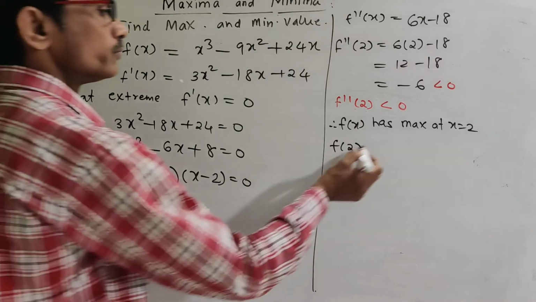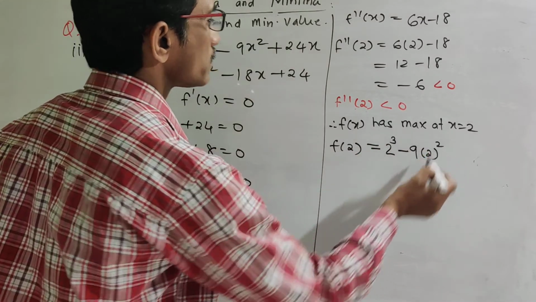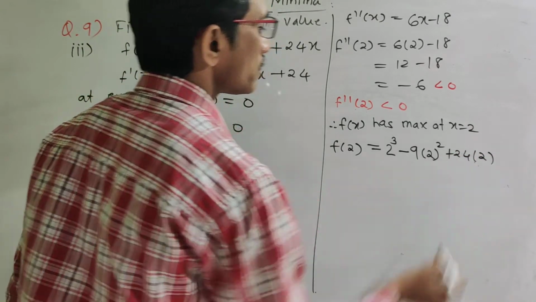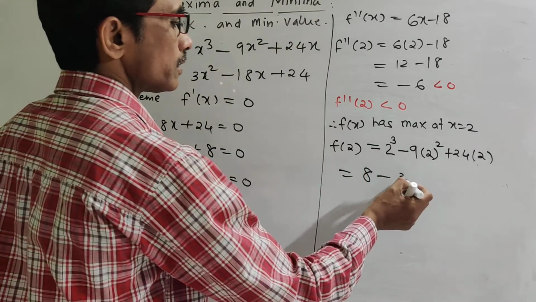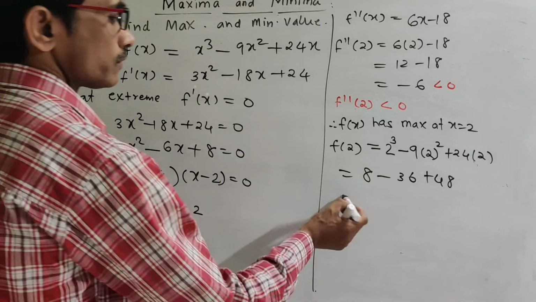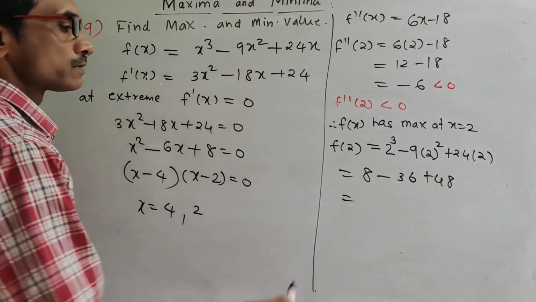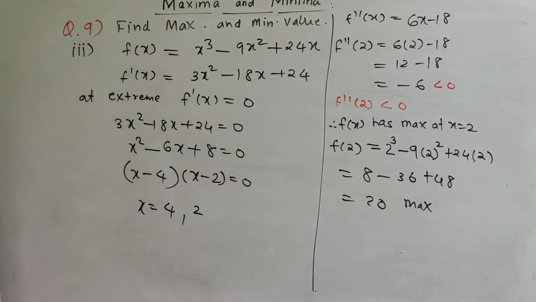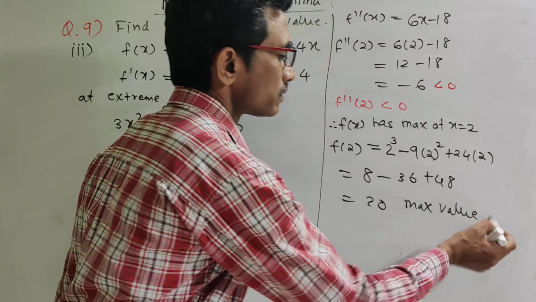That is 2 cube minus 9 into 2 square plus 24 into 2, which is 8 minus 36 plus 48. Here it is 20, the maximum value. So 20 is the maximum value of the function.